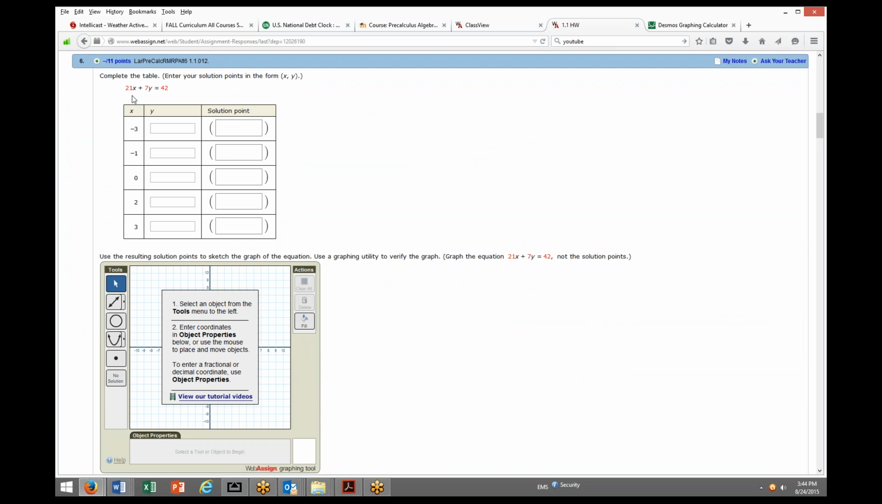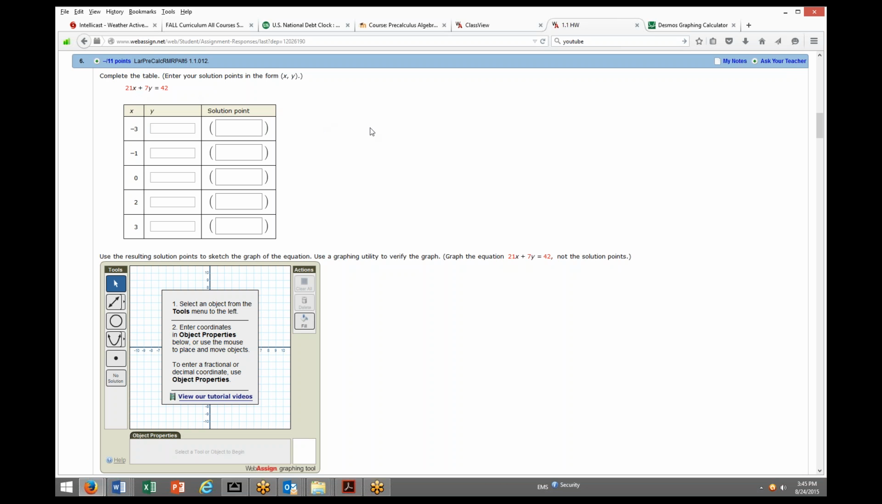For instance, in this one here it says complete the table. 21x plus 7y equals 42, and you may be able to see on your screen that the 21, the 7, and the 42 are all in red, which means that each of you students is going to have those 3 numbers in red as different numbers for each of you. So here's one version of this problem with 21x plus 7y equals 42.